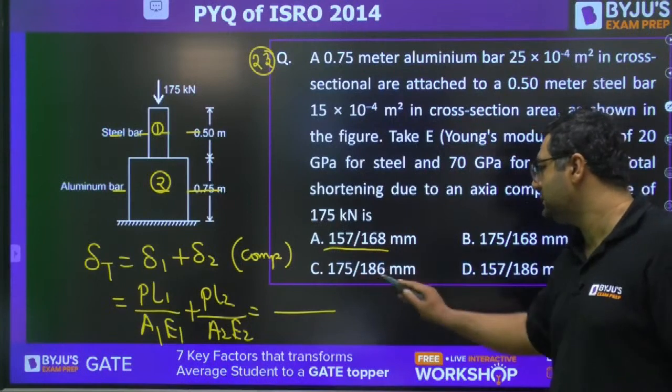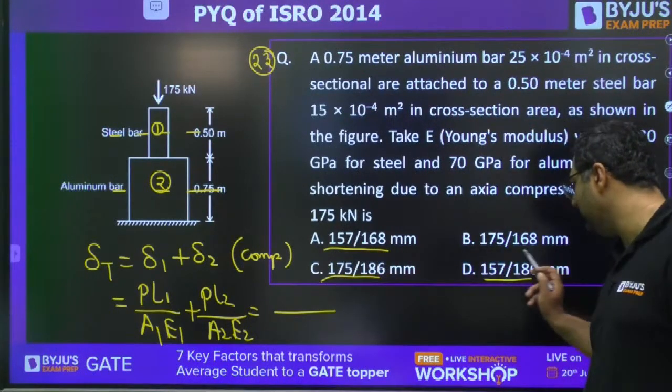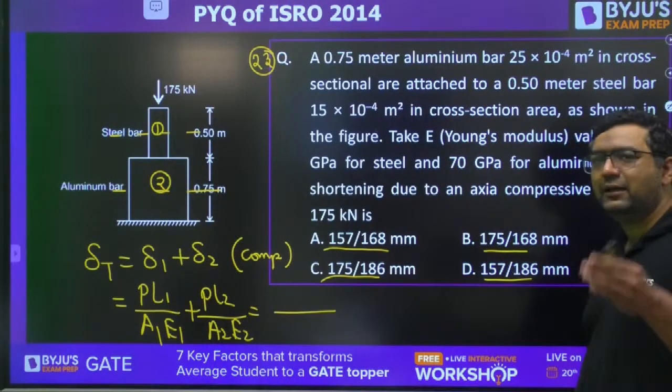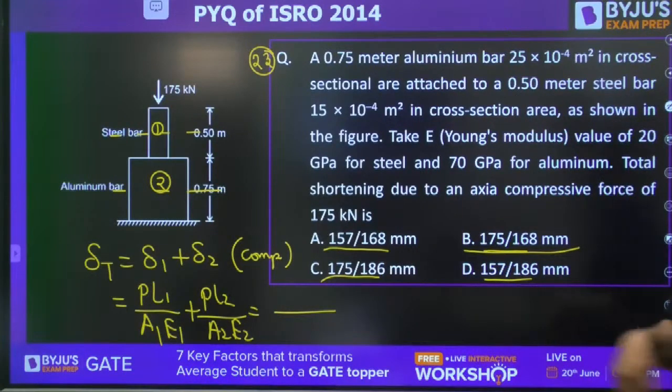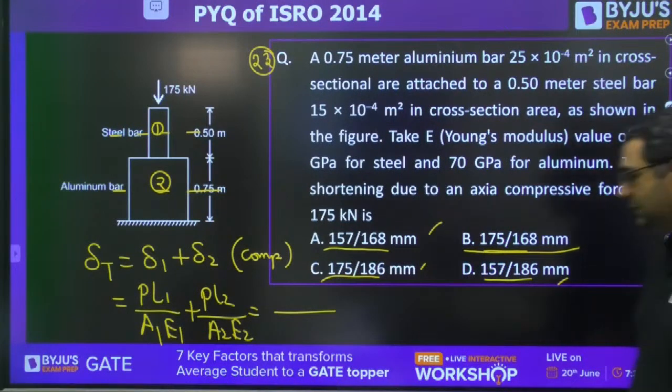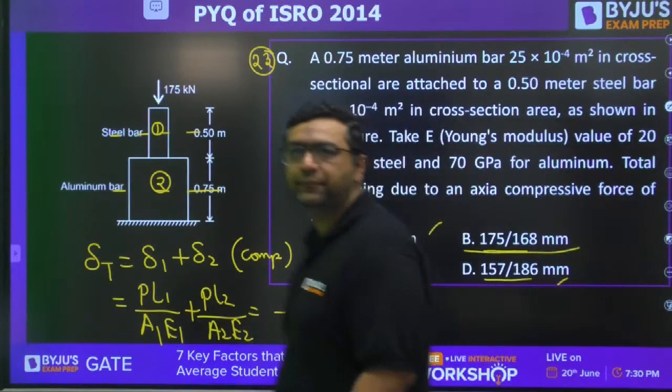Everybody, are you getting this, this, this, and this? If you are getting more than one, then B will be the answer. If you are getting less than one, then A, C, D, anyone can be the answer. This is a small hint from my side.